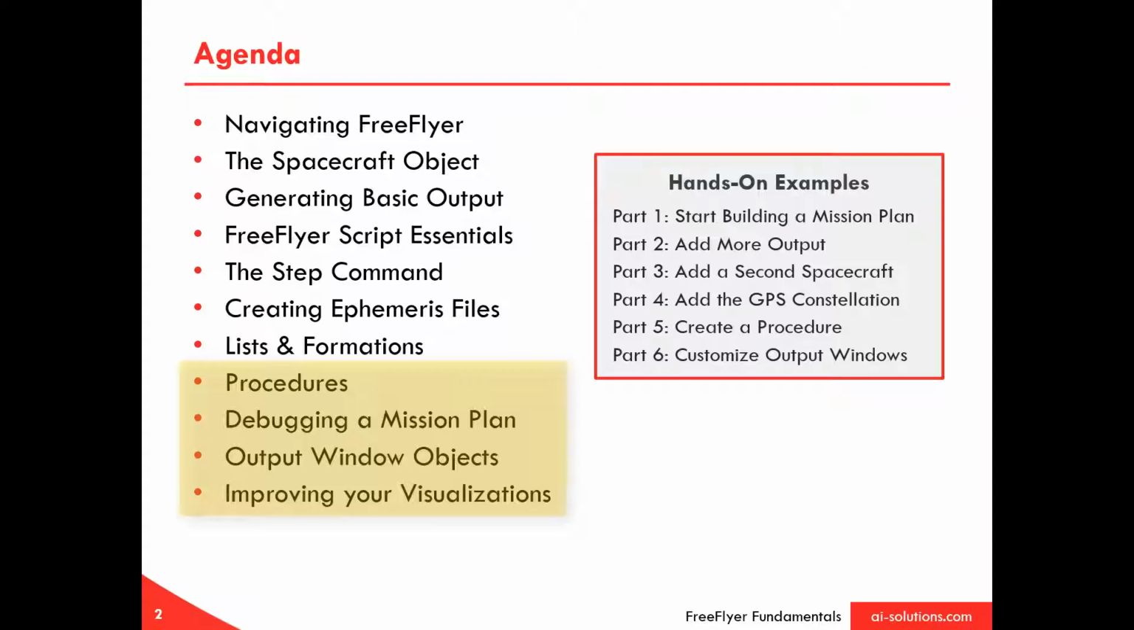In this section of our training, we're going to go over FreeFlyer Procedures, debugging a mission plan, working with output window objects, and improving your visualizations. For our hands-on examples, we're going to continue building on the same mission plan that we've been working on in parts 1 and 2 of this video. We're going to be creating a FreeFlyer procedure and customizing our output windows.